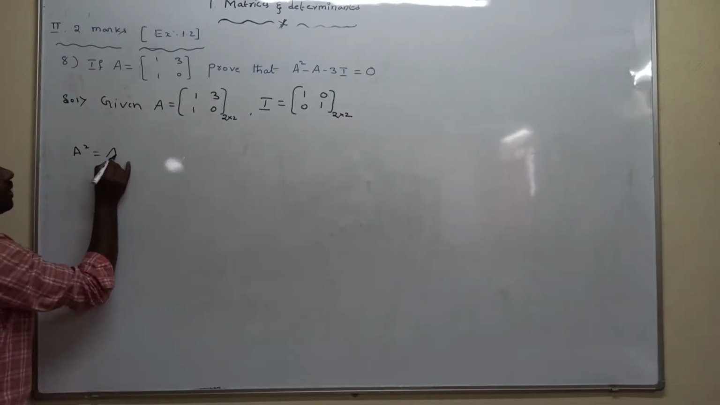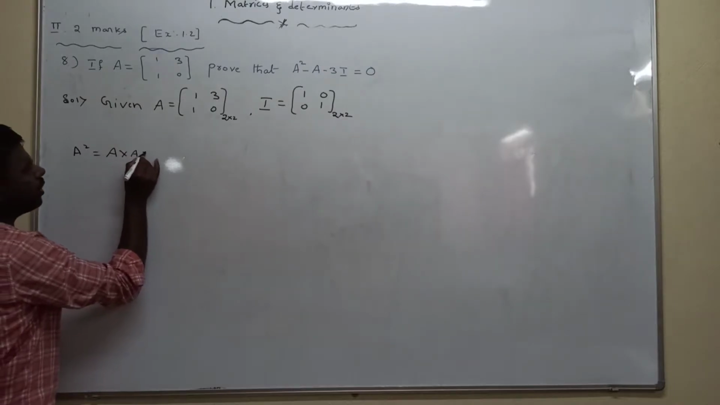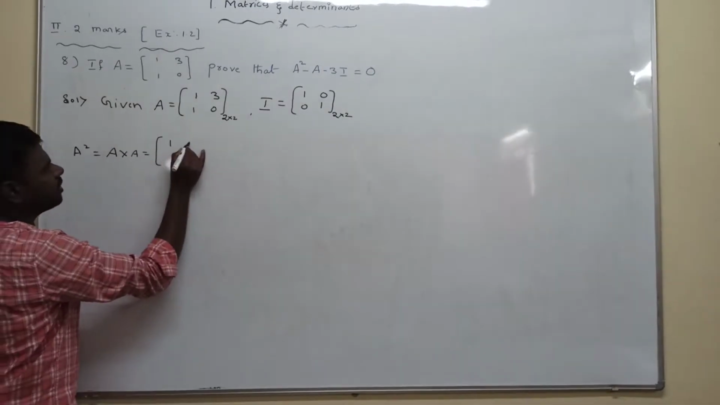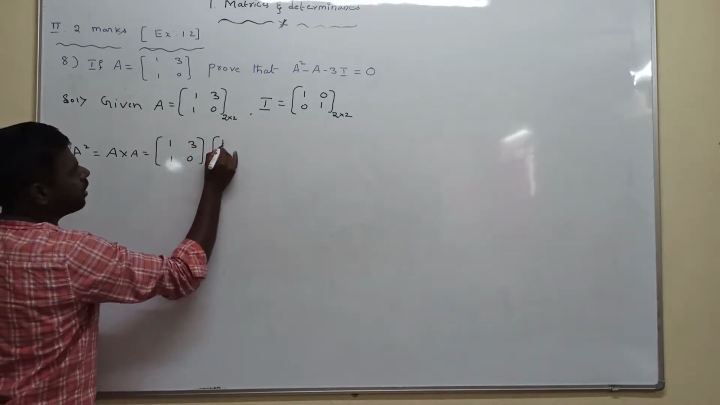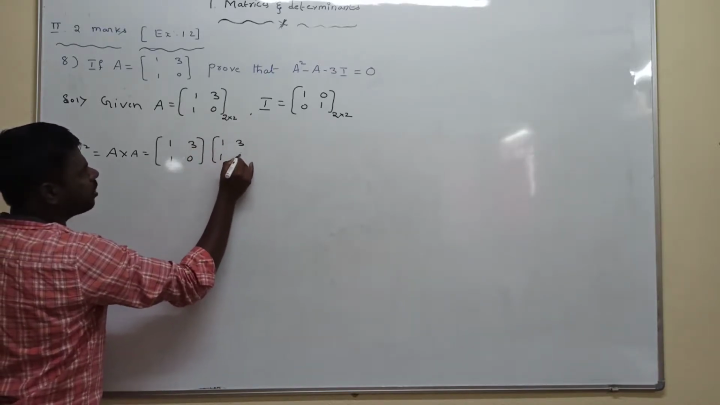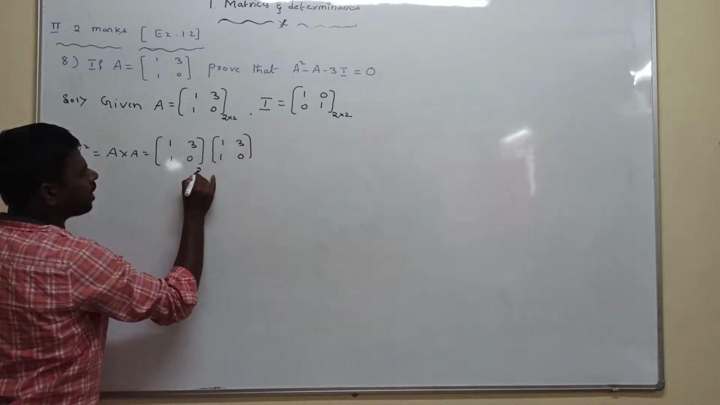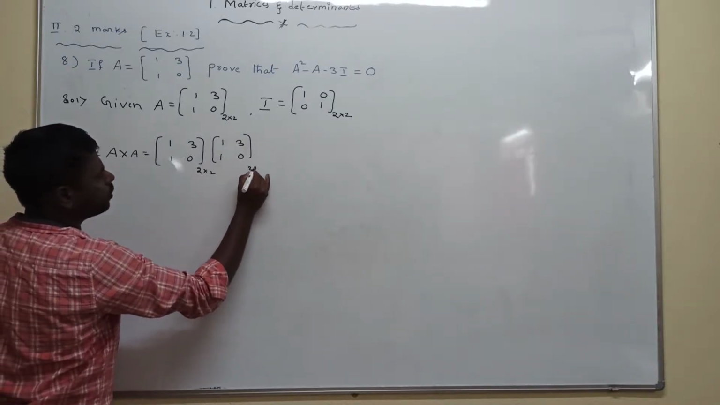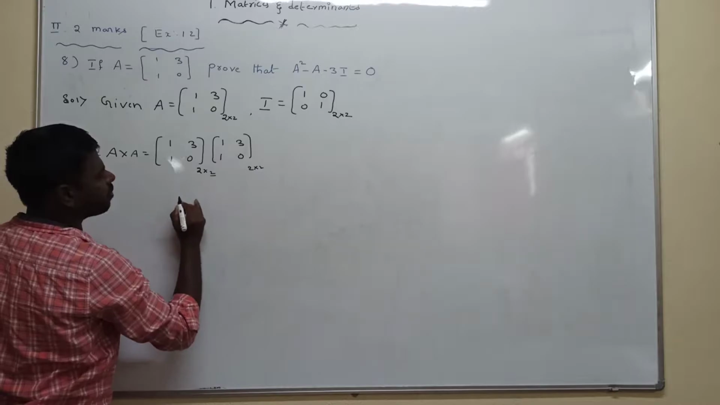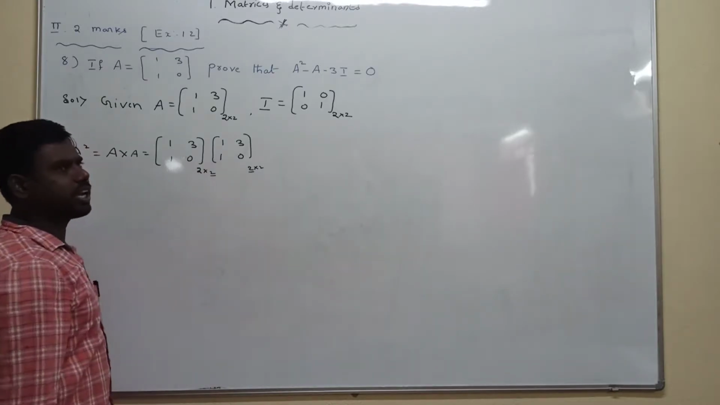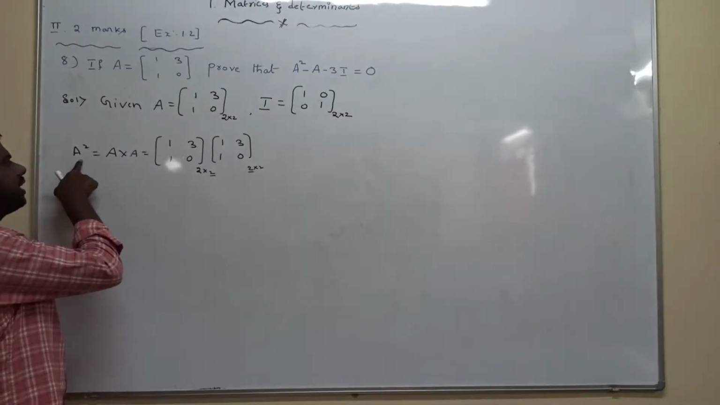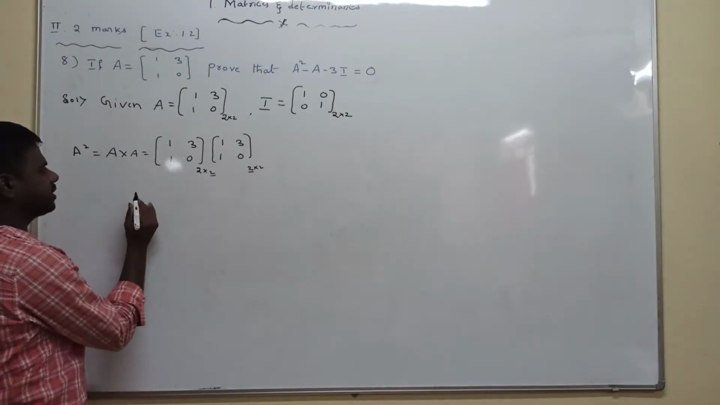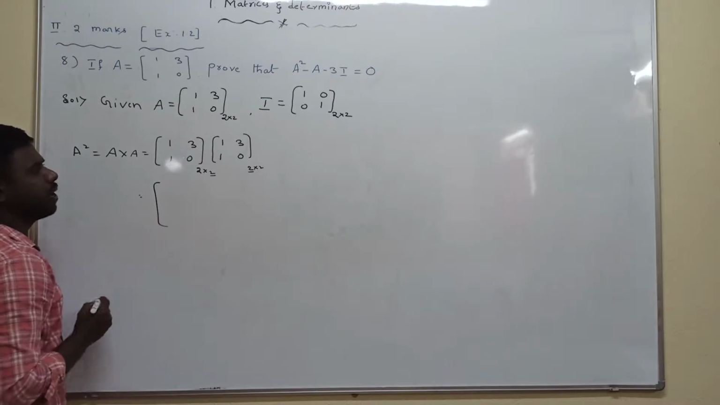A square can be written as A into A. Now substitute the matrix [1, 3; 1, 0], and again substitute the A matrix [1, 3; 1, 0]. Both matrices are of order 2 by 2, so the number of columns of the first matrix is equal to the number of rows of the second, and the product will exist. The resulting A square matrix will be a 2 by 2 matrix.